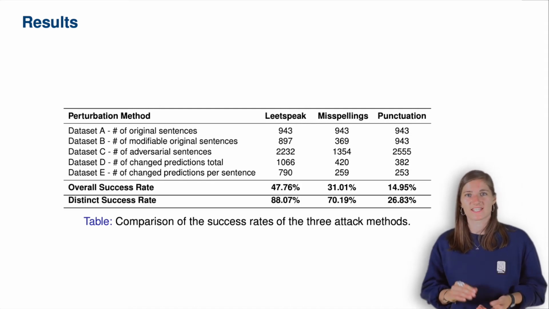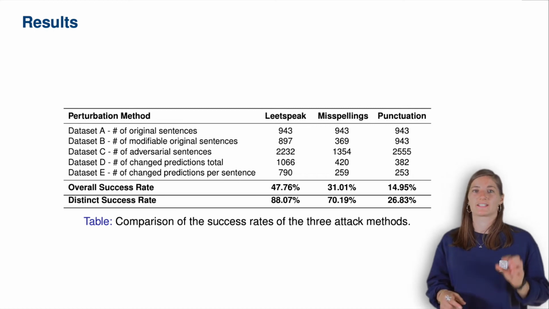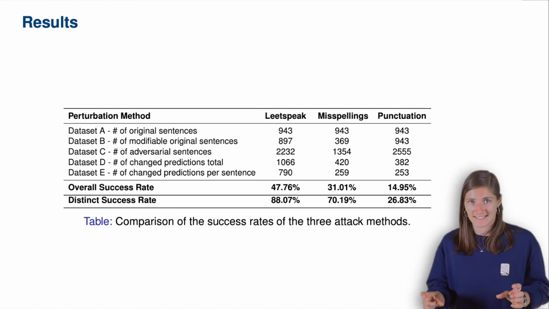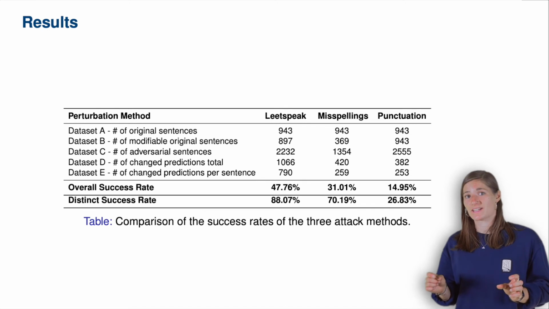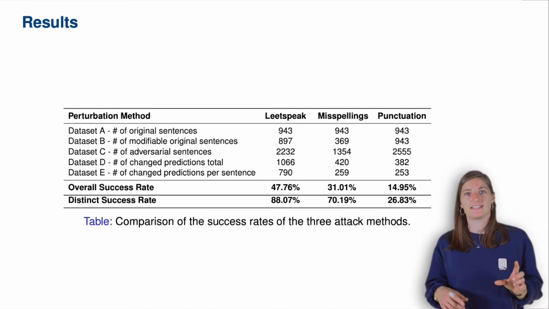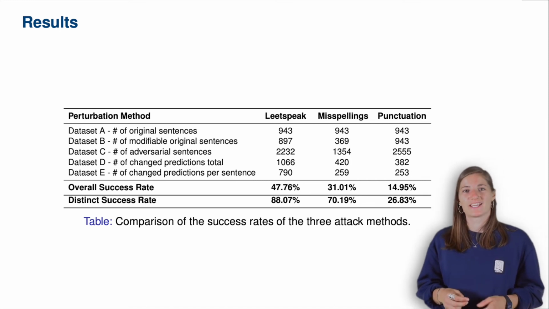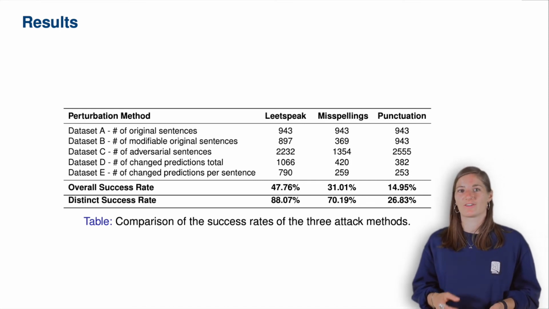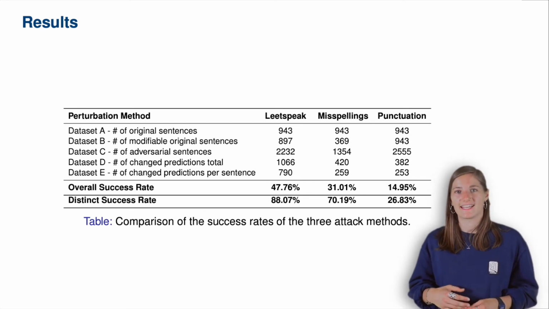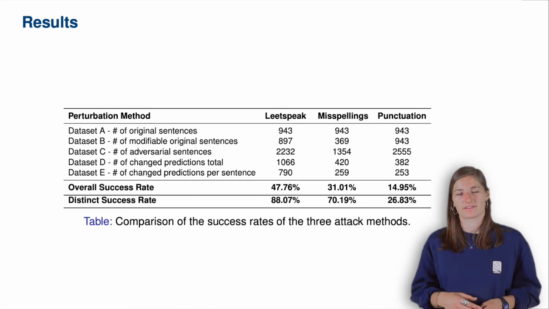The overall success rate is calculated as the ratio dataset D divided by dataset C, and the distinct success rate is calculated as the ratio dataset E divided by dataset B. When using leetspeak, we achieved an overall success rate of 47.8% and a distinct success rate of 88%, making it the most effective perturbation method.